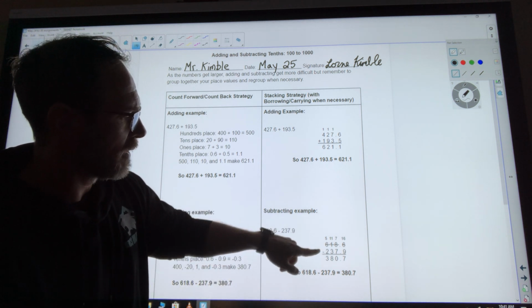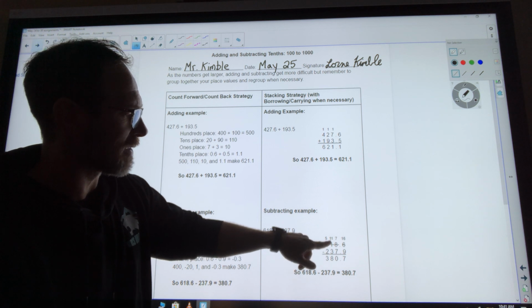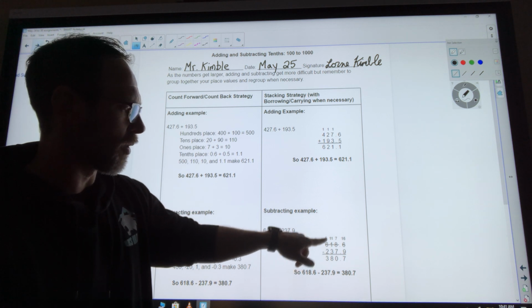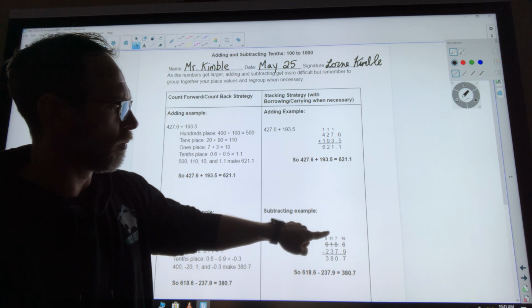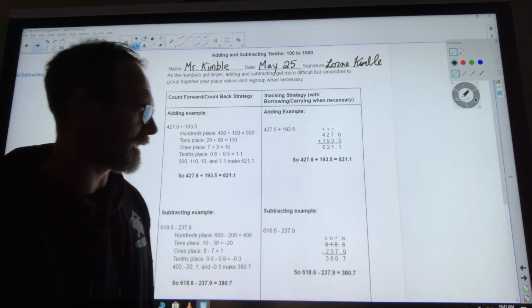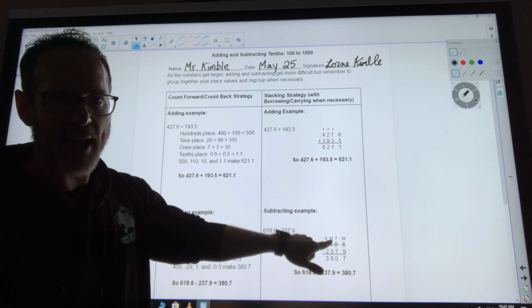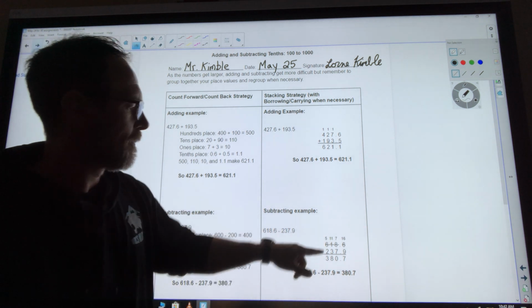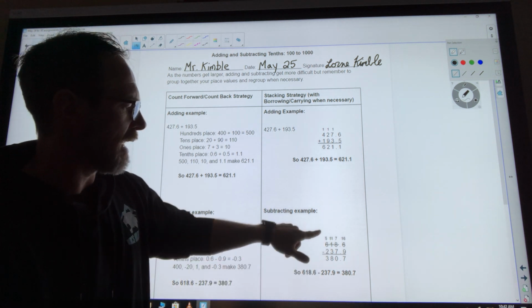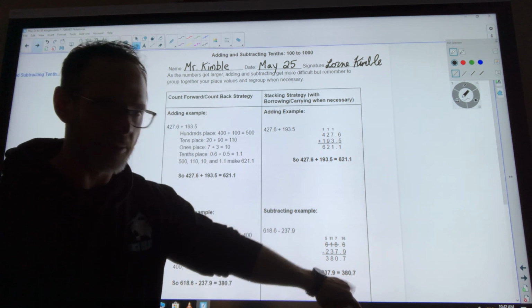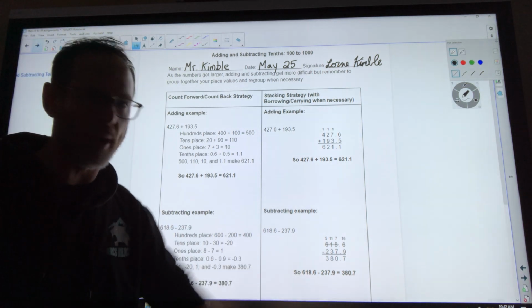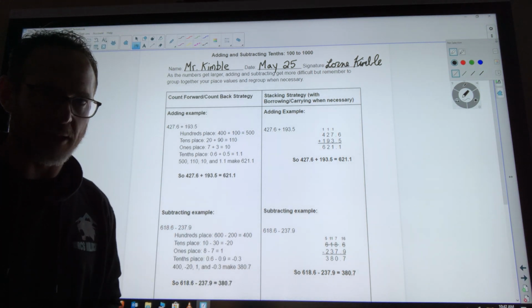And then I have 1 ten minus 3 tens. And once again, I can't do that unless I borrow. So this 6 in the hundreds would become 5. And I'd move one of the hundreds over to the tens place. Now I have 110 there, or 11 tens. 11 minus 3 is 8, and then 500 minus 200 is 300. So my final answer is 380.7. So I have the same answer either way, just two different ways of getting there.